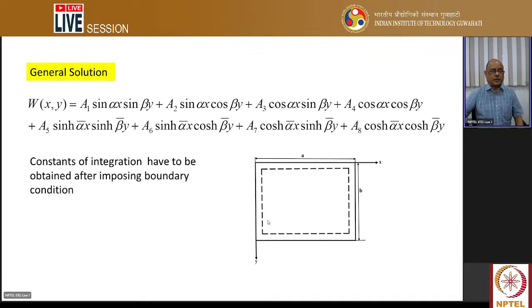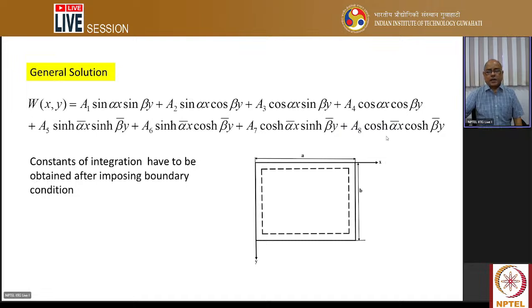So now, the simply supported plate, as a general solution for the boundary value problem. That is, if W(x,y) is the mode shape of the plate, then it has a solution like that. You can see here a combination of trigonometrical terms: sine alpha x sine beta y, sine alpha x cos beta y. Different combinations are there of trigonometrical terms as well as hyperbolic terms.